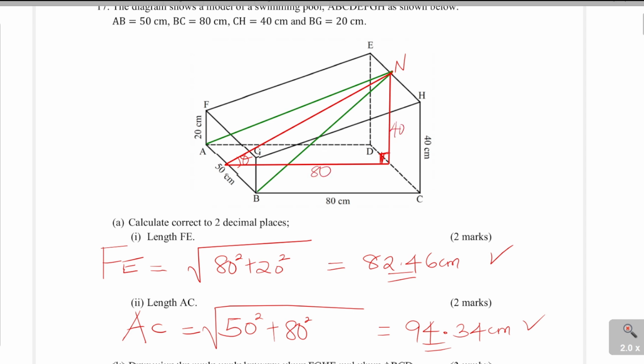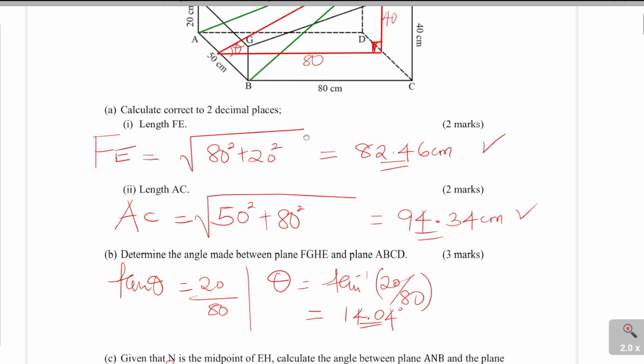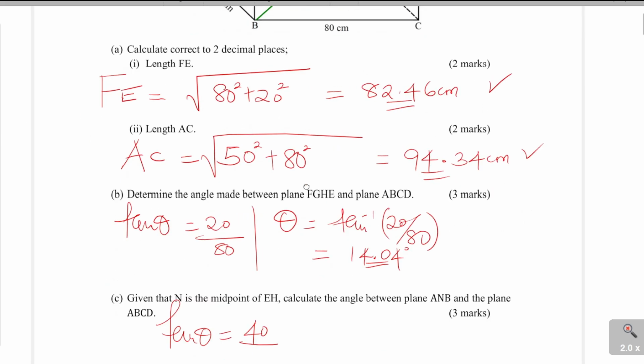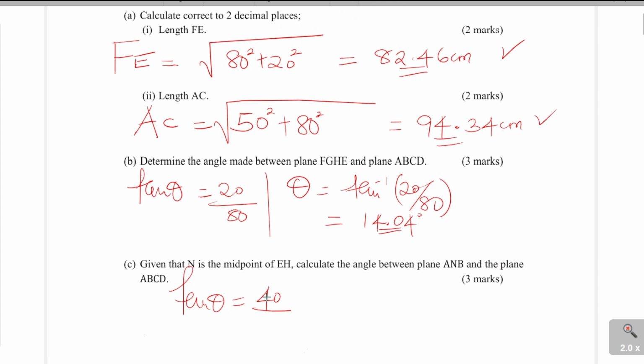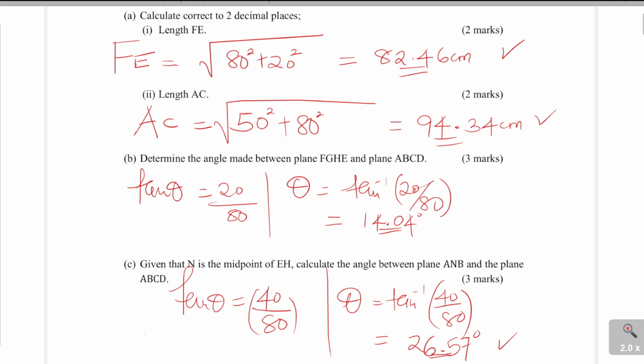That right angle triangle, you just use trig ratios. So tan theta equals the opposite side, which is 40, divided by the adjacent, which is 80. You get theta as the tan inverse of 40 divided by 80, and when you work it out you get 26.57 degrees. So that is how you are supposed to solve that question.